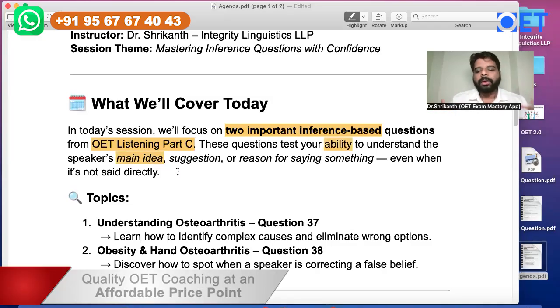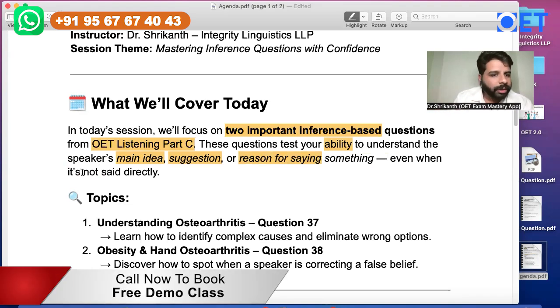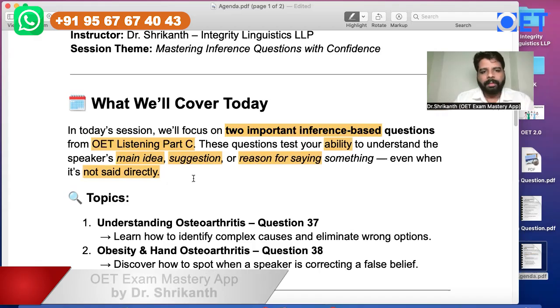The speaker will not say, this is my main idea, this is my suggestion, or this is the purpose. They will not say, this is the reason why I'm saying this. Even though the speaker is not saying it directly, you have to sense it by the tone, the voice modulation, the intonation, by understanding what question it is, by the words they are using, and so forth. That deduction skill is extremely important.